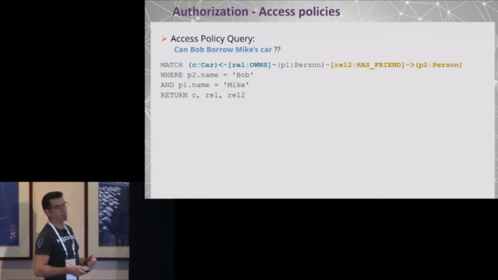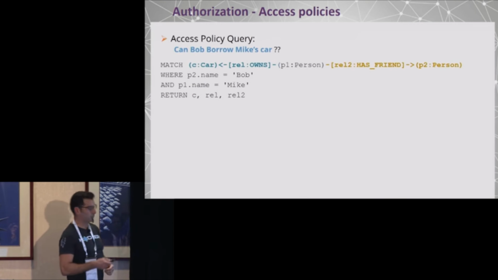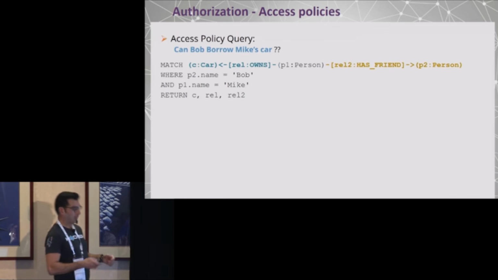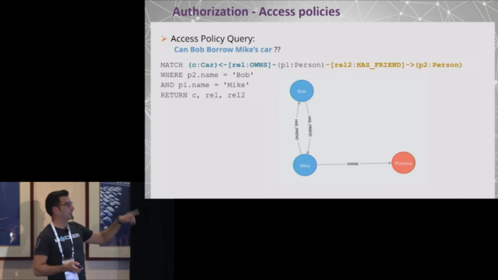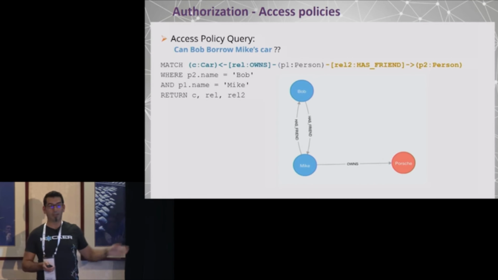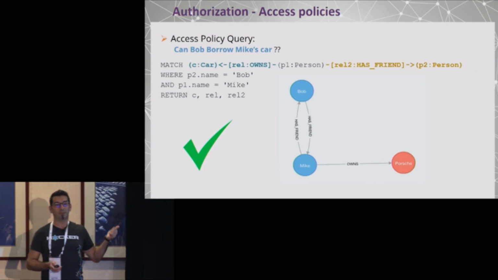Well, I mean, we're graph people. We're going to run some Cypher. So we need to match a person that owns a car who also has a friend. And this is Bob and Mike, because the question is, can Bob borrow Mike's car? And in this particular case, we have relationships with the car, and we actually find the relationships. So yes, in that particular case.